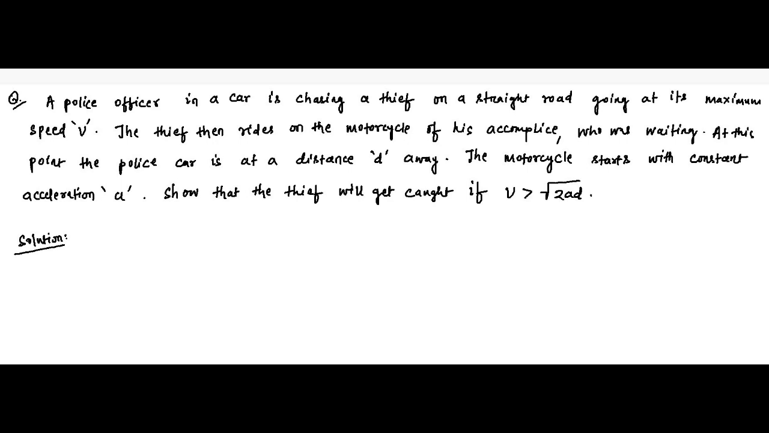and we have been asked to show that the thief will get caught if the velocity of the police car is greater than or equal to root over 2ad, that is v is greater than or equal to root 2ad, where a is the acceleration of the thief's motorcycle, and d is the initial separation distance between the police car and the thief.